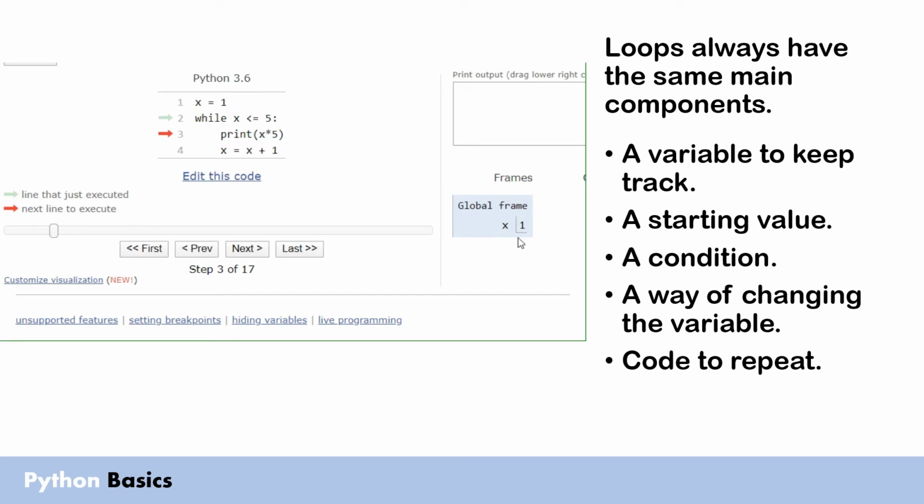Well, X is 1, so 1 times 5 is obviously 5. And then it's going to add 1 to X. So you notice that X is now changed. Now, as soon as it gets to the bottom of the loop, it always jumps back to the top again and does the test once more.